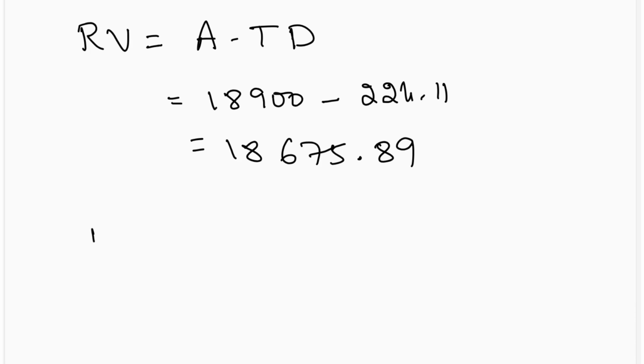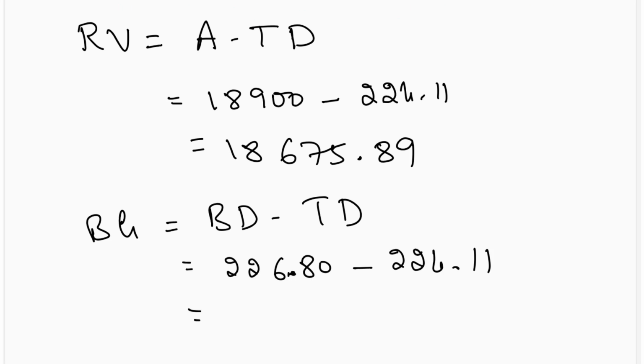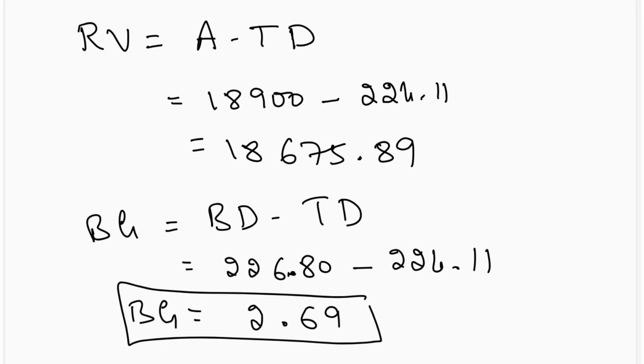So in this problem, the last one they asked is banker gain. So you already know the banker gain formula, BD minus TD. If you substitute, this becomes 2.69, that is banker gain.